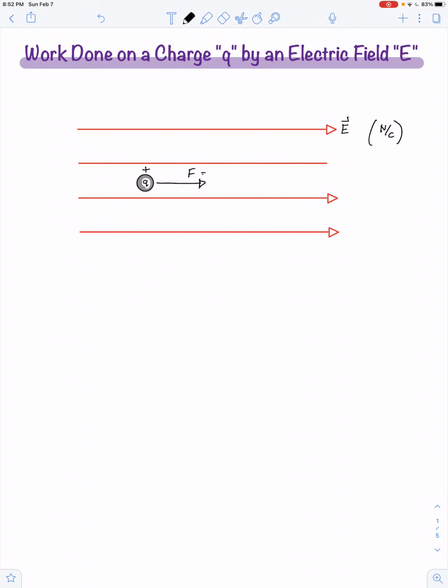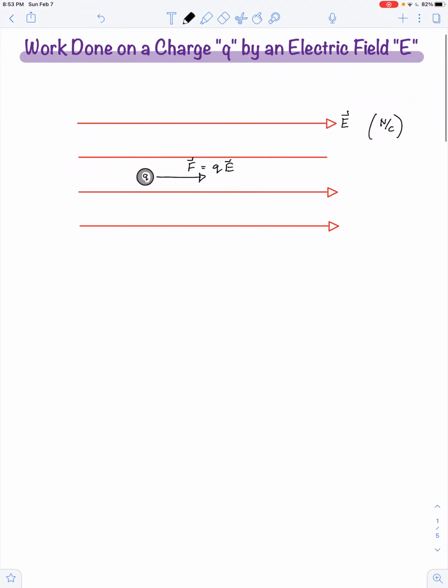F is always equal to the amount of charge that's moved through the field times the strength of the electric field. The force is a vector that points parallel to the electric field, or in the case of a negative charge, the force would point anti-parallel to the field. Okay, so now the question is, how can we calculate the amount of work done? Well, as you know, in general, work is equal to the dot product of force and displacement.